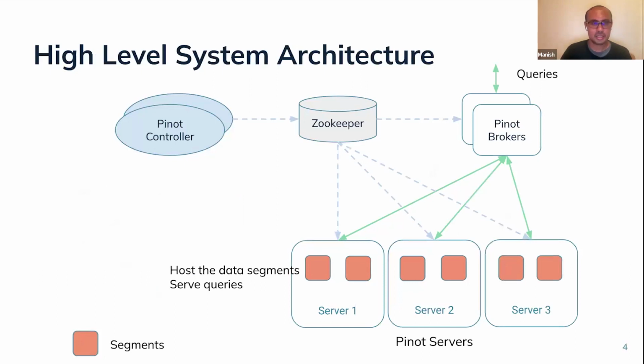At a high level, this is the system architecture. Pinot was built to be able to scale horizontally. As your data grows, or as your use case gets more users, you want to scale your architecture.